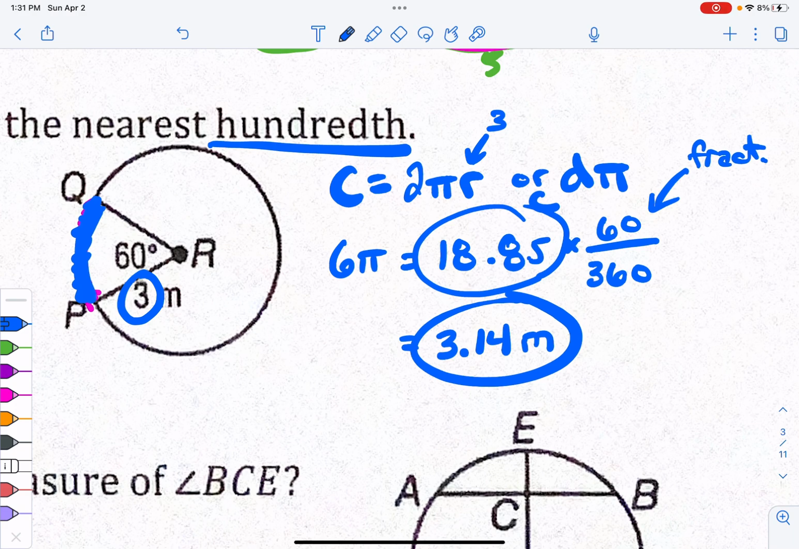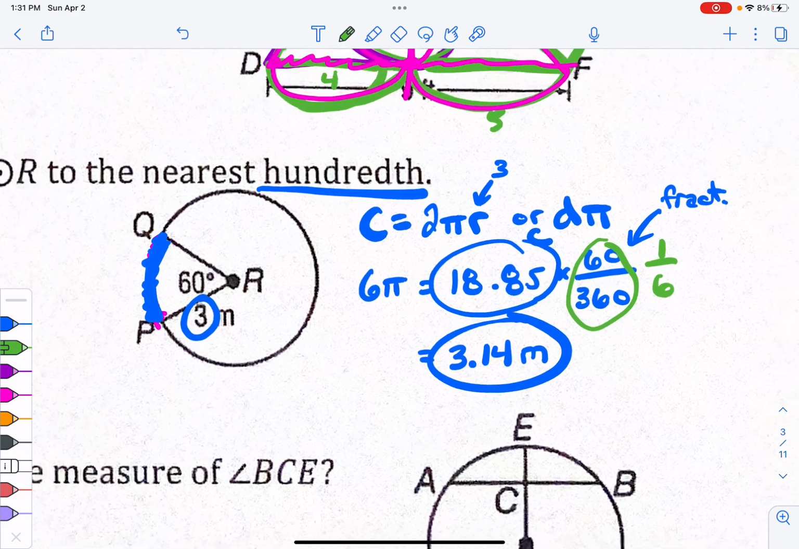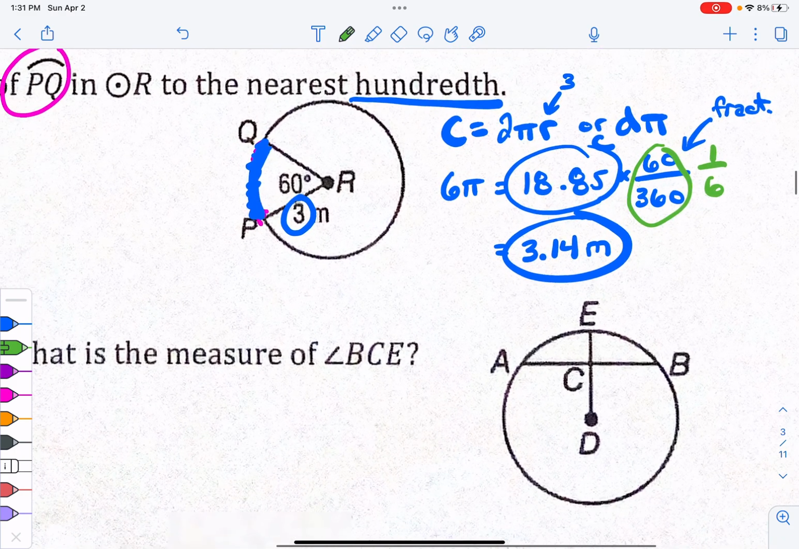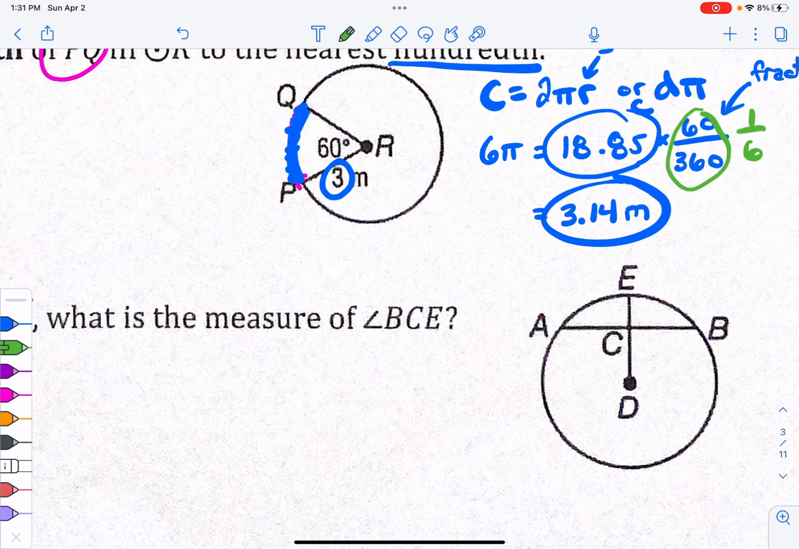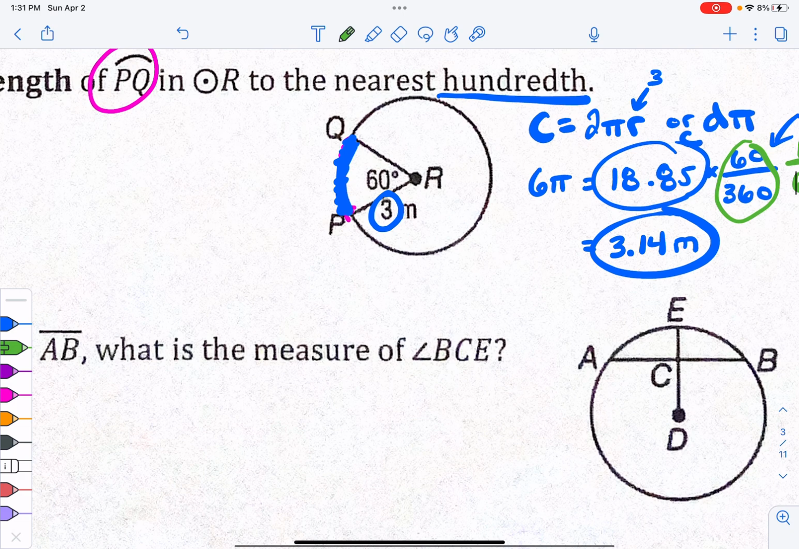Like the extended decimal out, 3.14 is pi. And the fraction of the circle, this technically reduces to 1/6. So you can reduce it if you want to, but you don't have to when you do your calculations, because we're not going to leave it in 60 over 360 form. So there is that 3.14 meters, and that's the length from here to here.